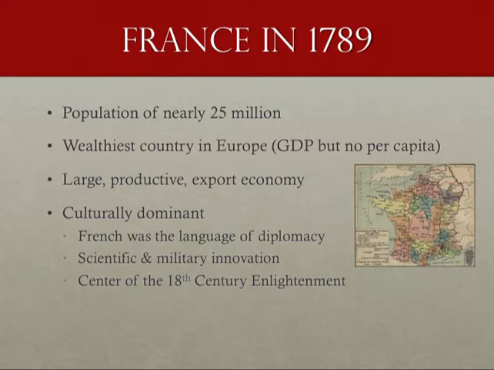So that's a little bit of what's happening in the late reign of Louis XV and the early reign of Louis XVI. And it brings us up to 1789. So what does France look like in 1789? It has a population of nearly 25 million people. It had grown significantly over the course of the 17th and the early 18th century.